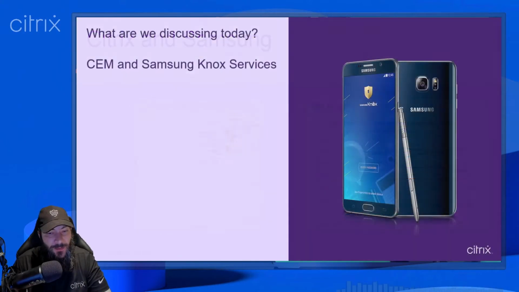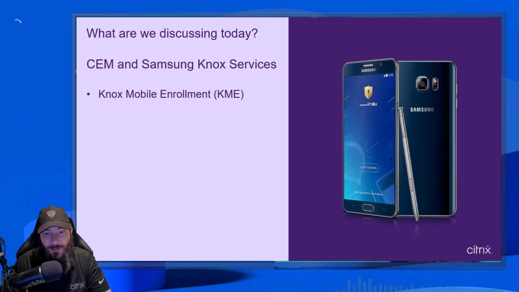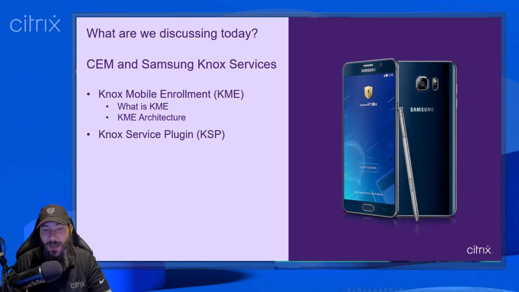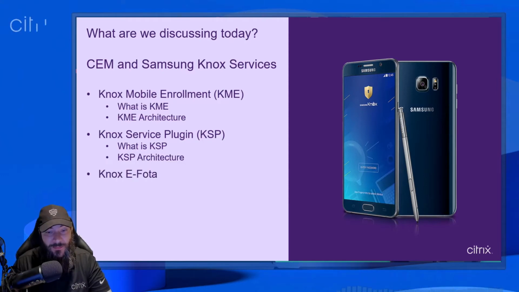So the agenda for this session is as follows. First, we discuss Knox Mobile Enrollment: what is KME and what is the KME architecture. Next, we have a look at the Samsung Knox Service Plugin: what is KSP and what does the KSP architecture look like? Then we move on to Samsung Knox EFOTA, Enterprise Firmware Over the Air. What is it, and again, what does the high-level architecture of EFOTA look like?